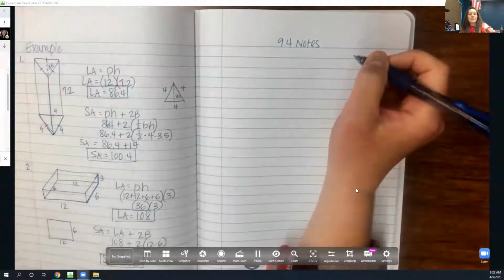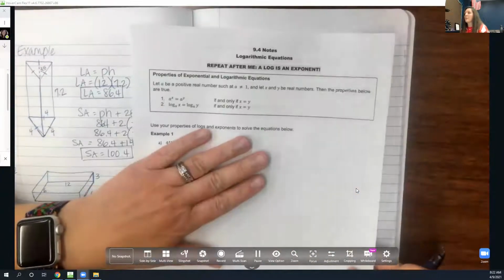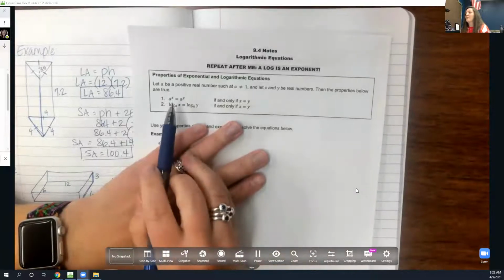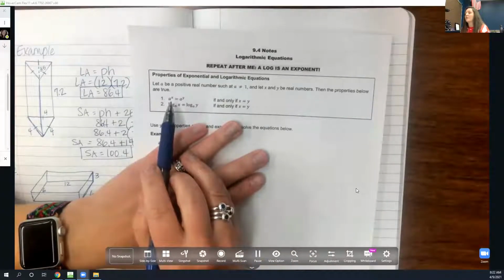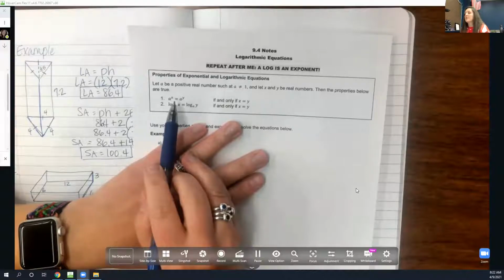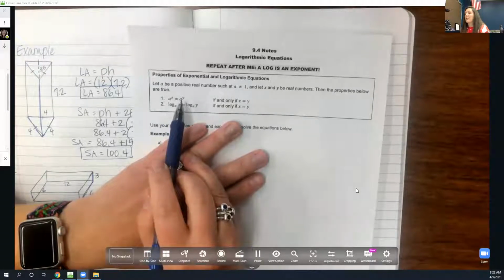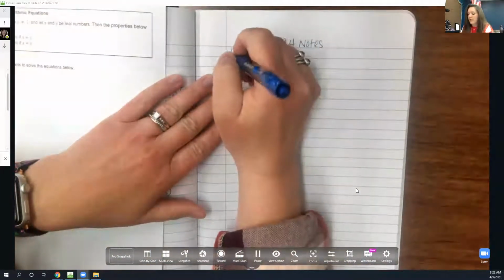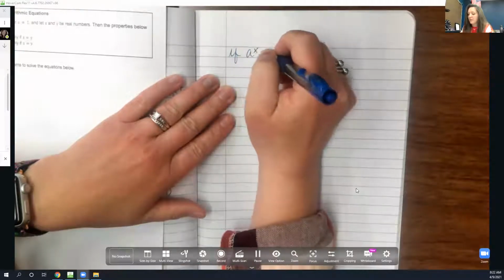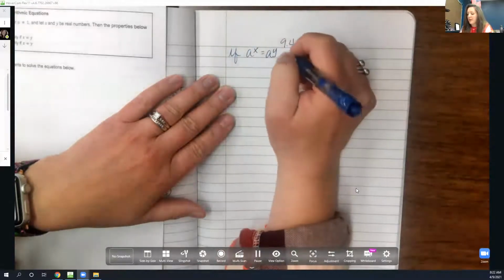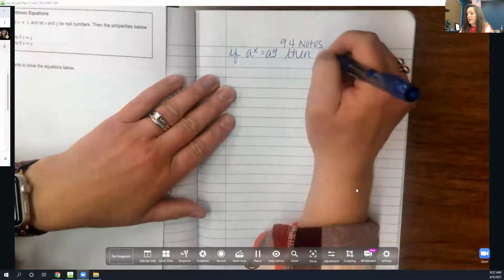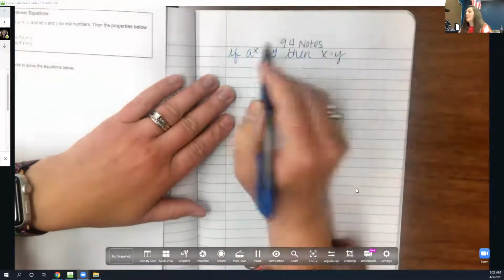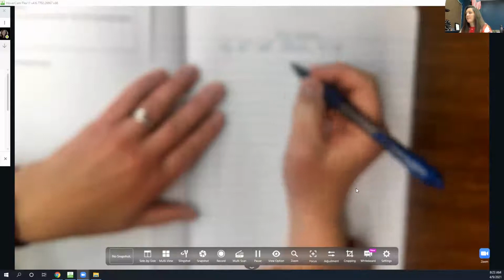A couple of things I want to show you first from your printout. If you don't have these copied down, it might be good to just remind yourself. If a to the x power equals a to the y power, then x equals y. So know that when we're solving an equation, same base is very important. We're always looking for same base.